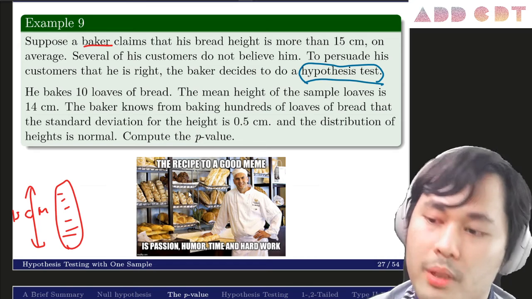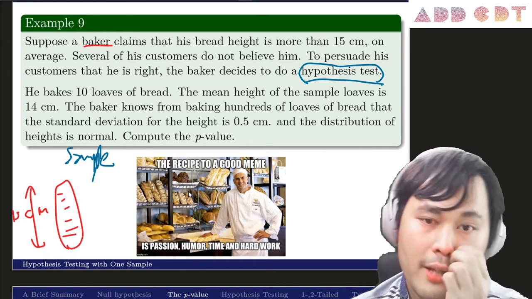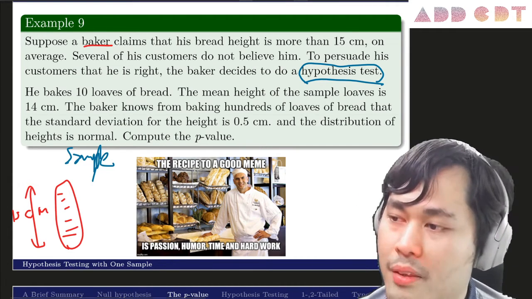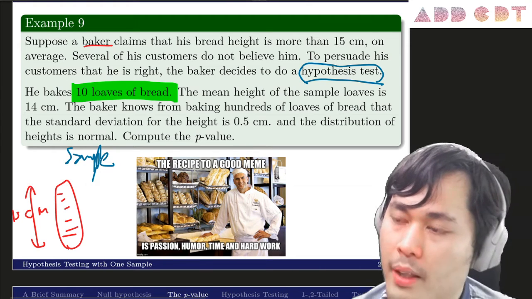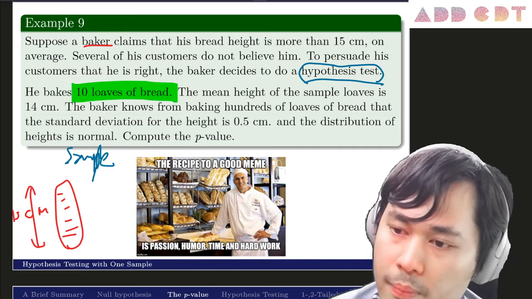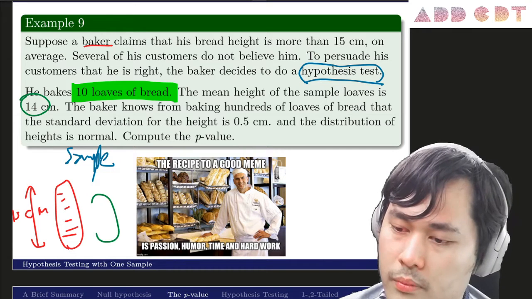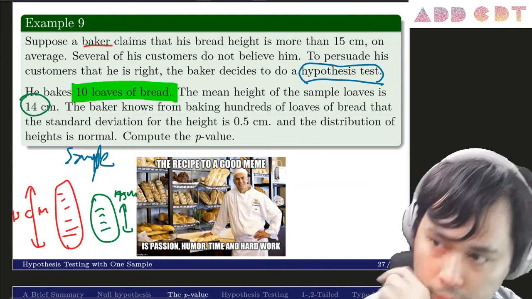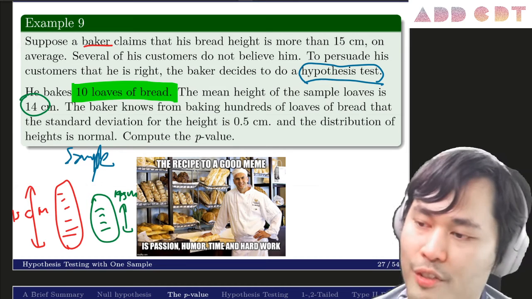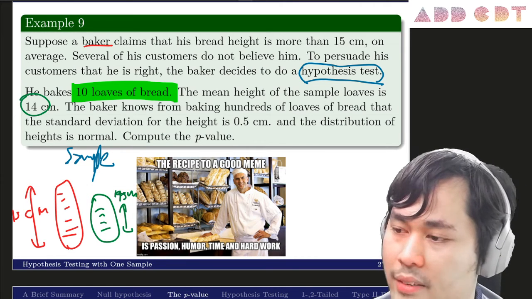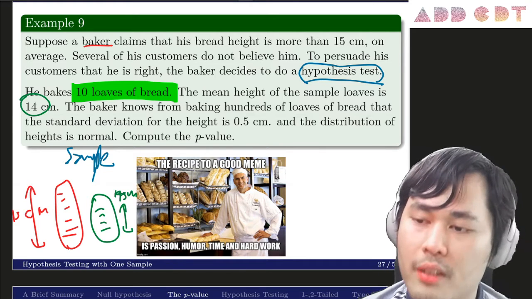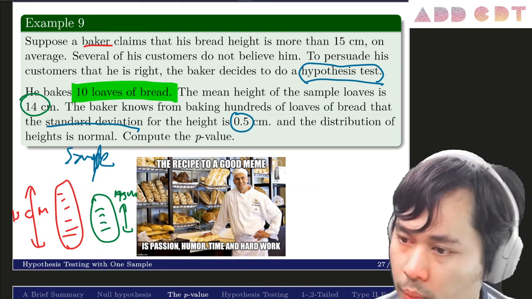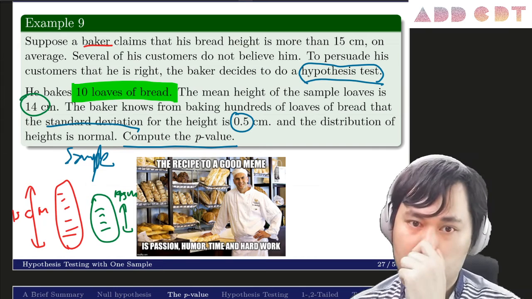We have to first get a sample, right? And how do we get a sample of bread? We just bake them. So he bakes 10 breads, and then he measures the average of those breads. Let's say the average is 14. 14 is a little bit smaller. And somehow he knows from hundreds of loaves of bread that he has made in his entire life that the standard deviation is 0.5. Right. And the question is: compute the p-value.